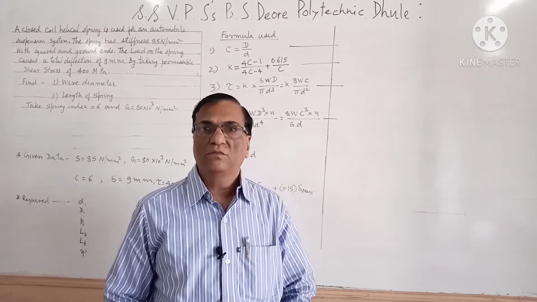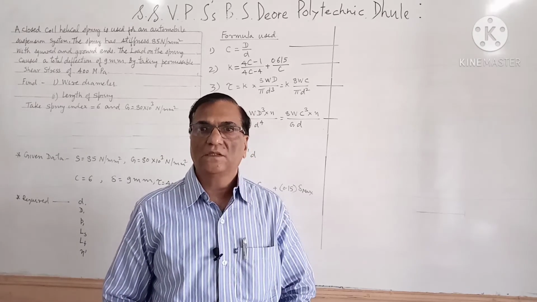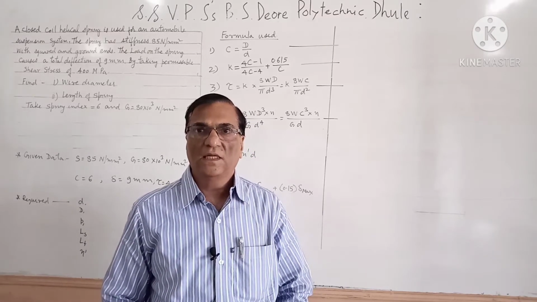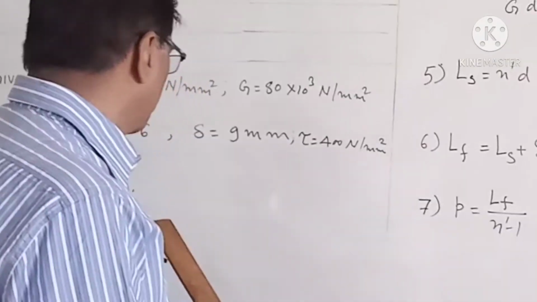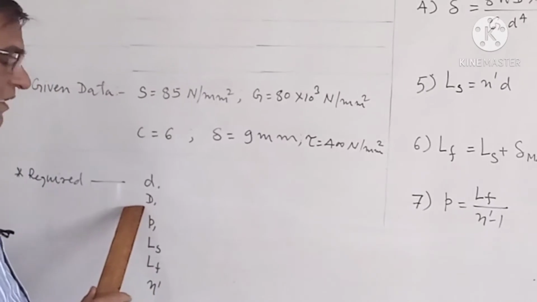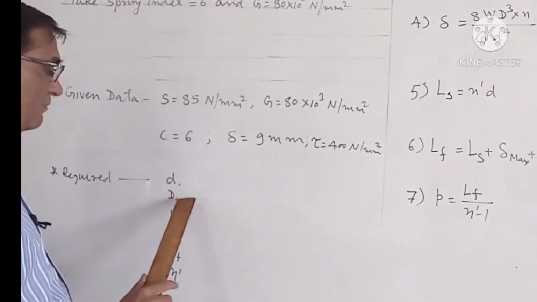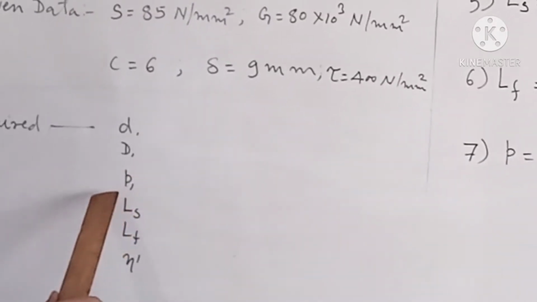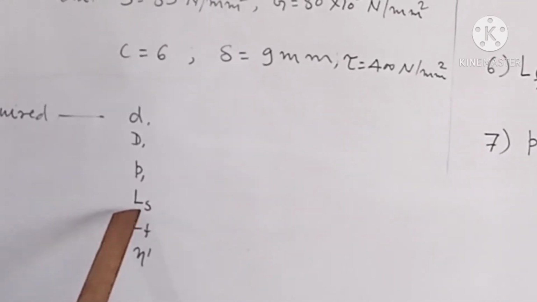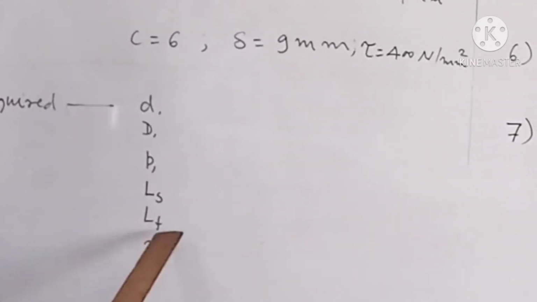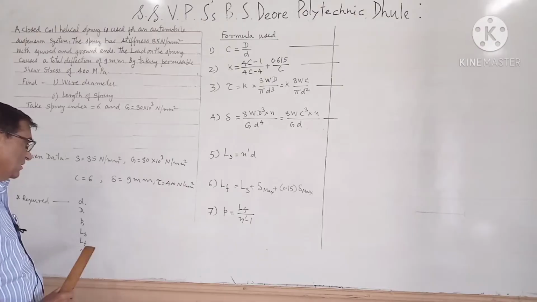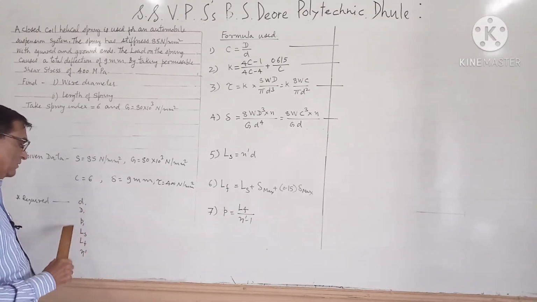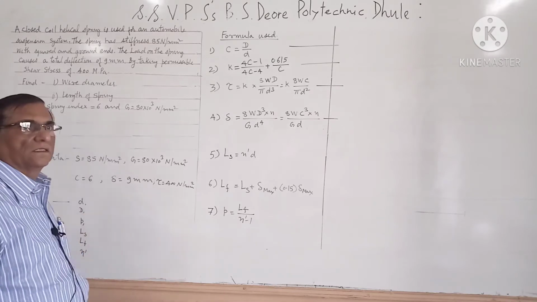Now design of spring means determining all the parameters required for manufacturing the helical coil spring. Required data is wire diameter, mean coil diameter or outside diameter, inside diameter, pitch, solid length, free length and number of turns, total number of turns. If we determine these values, then we can manufacture the spring.